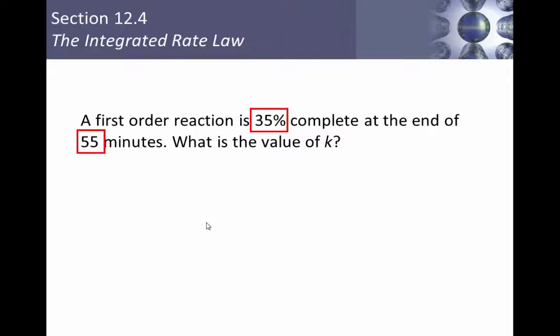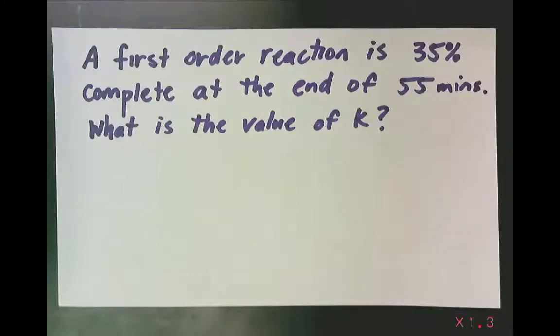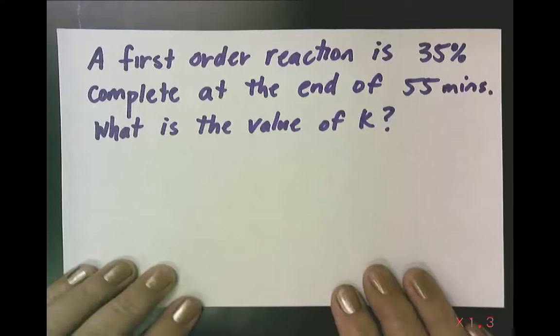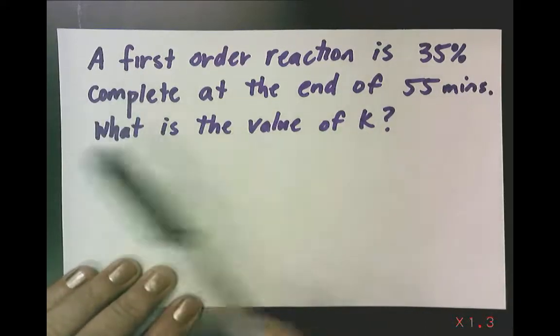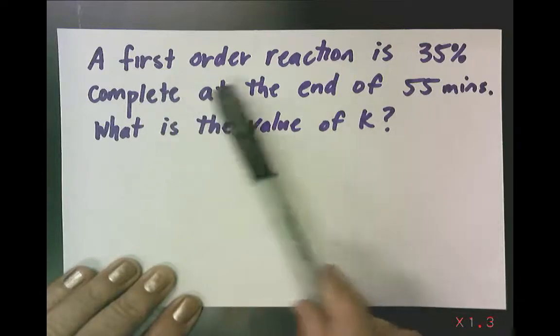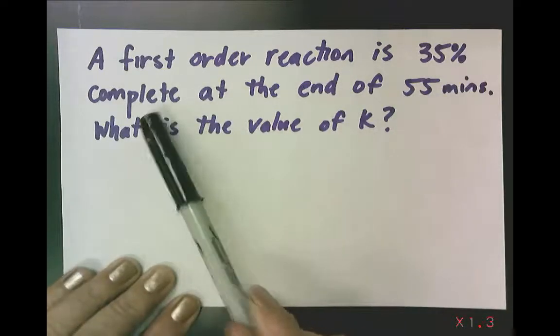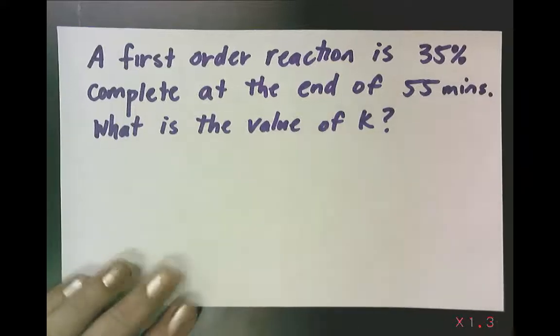Got to focus in on those two values, and K equals 7.8 times 10 to the negative 3 per minute. Okay, and so let me solve this for you so you can see how to get that answer if you weren't able to come up with it on your own. All right, here's the answer to that last little quick check question on determining the value of K if the reaction is 35% complete at the end of 55 minutes.